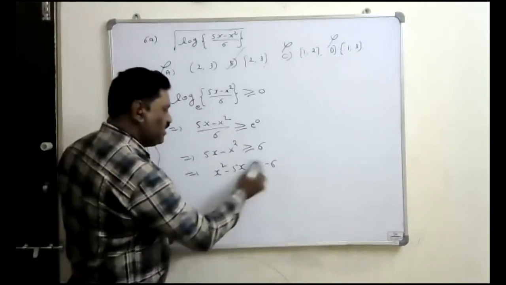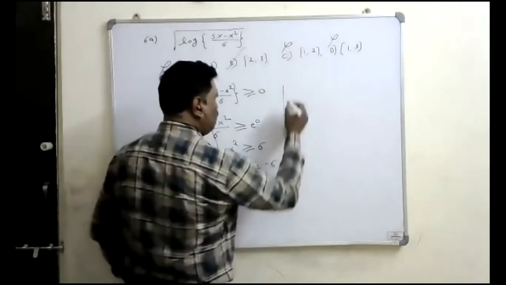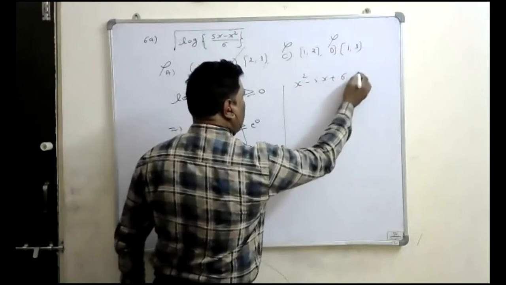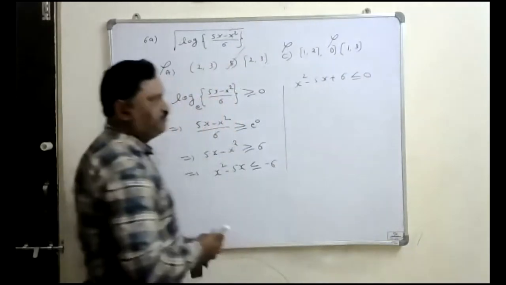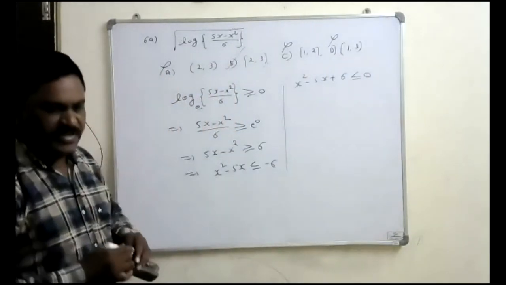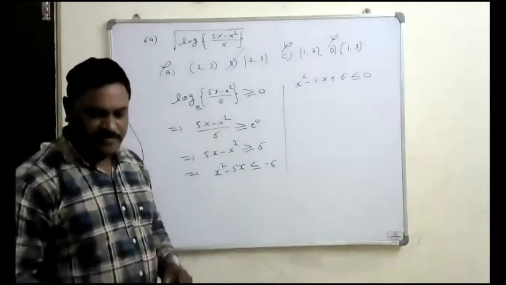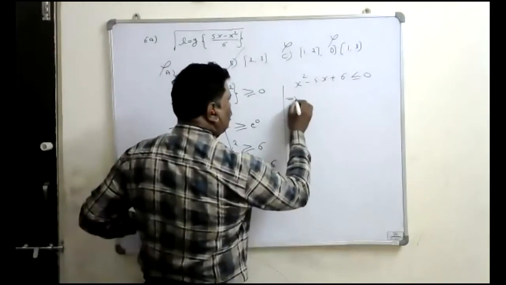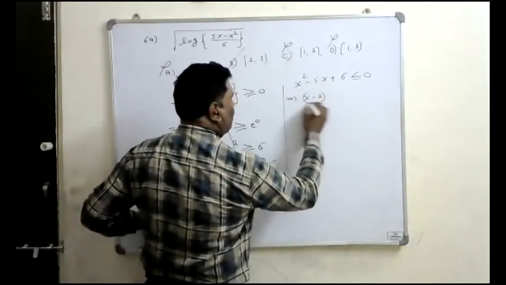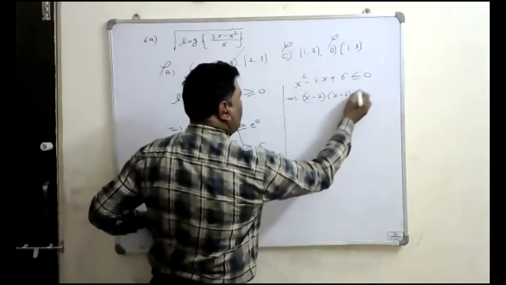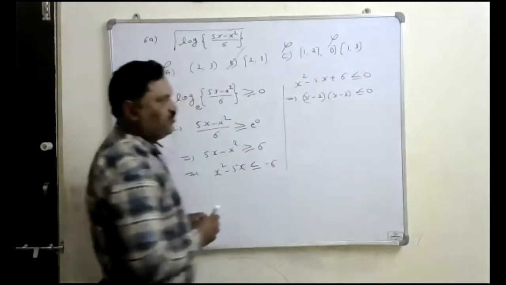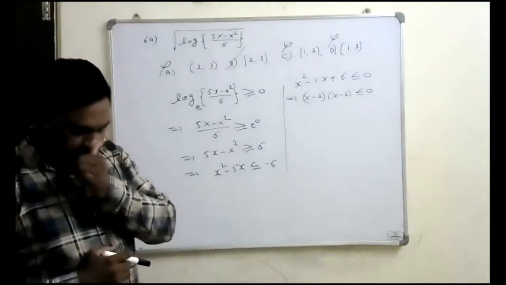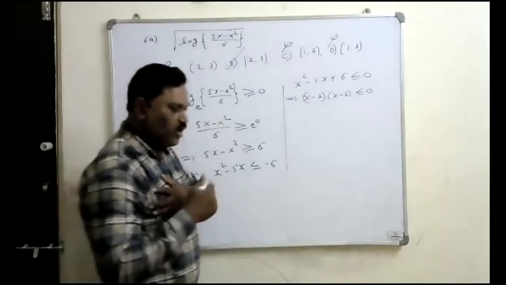Now bring this minus 6 to this side. Then it is x square minus 5x plus 6 less than or equal to 0. This is the inequation we got. Tell me what are the factors of it? So what are the factors? x minus 3 and x minus 2. Good. (x minus 2) into (x minus 3) less than or equal to 0. These are the factors. What are the roots of that? Roots are 2 and 3.